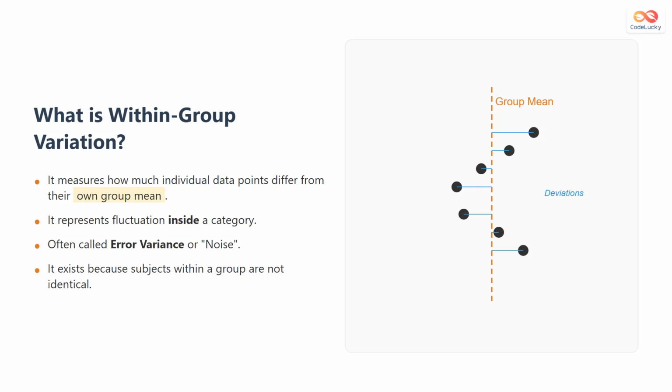So, what exactly is within-group variation? It is the measure of how much individual data points differ from their own group's mean. It represents the fluctuation inside a single category. Statisticians often call this error variance or noise because it reflects the scatter of data that isn't due to the group they belong to.